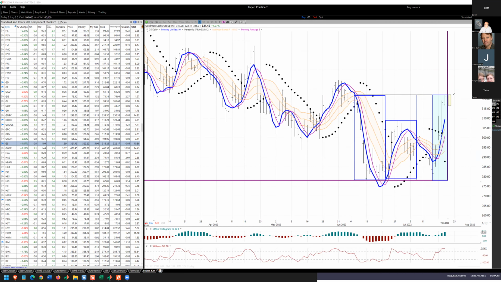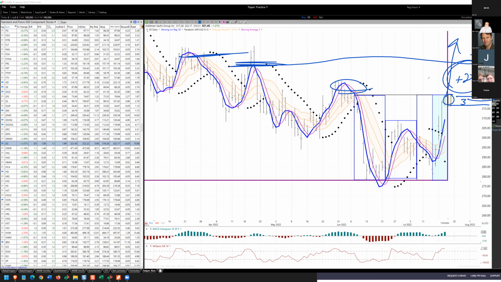There's a strong argument that this can break north of this. And if it can go, it's going to at least get to here or here, which is 340, which is a $20 move on about a $3 risk, $4 risk. So 5 to 1.